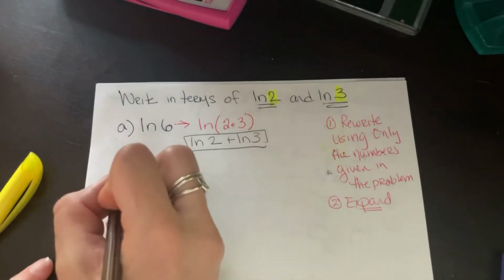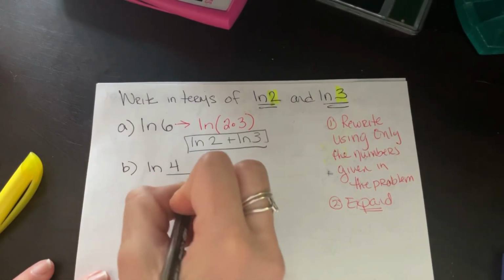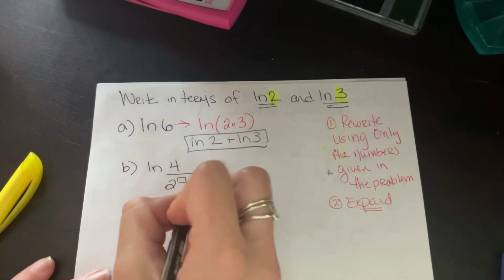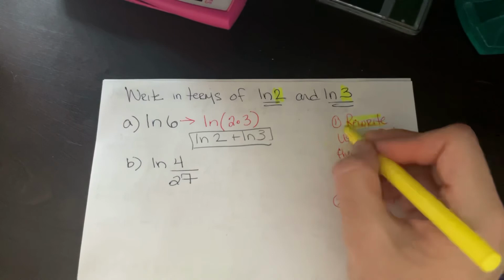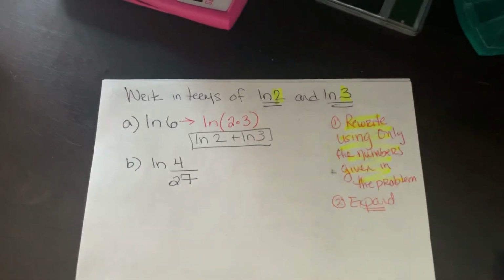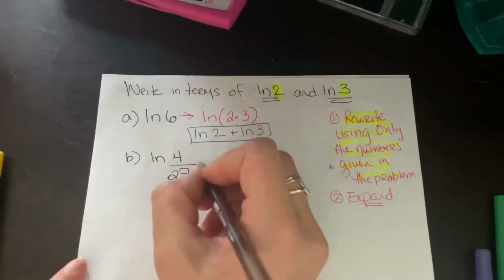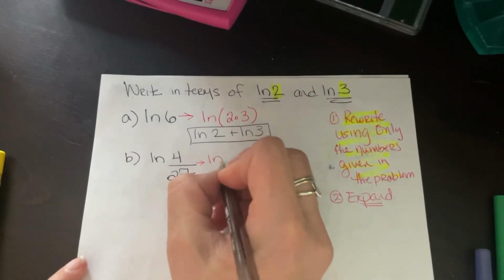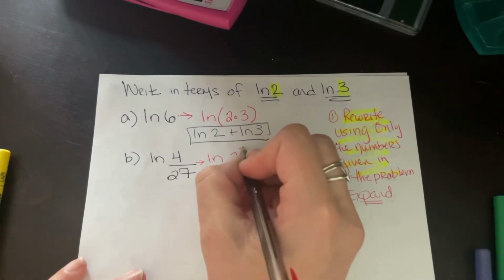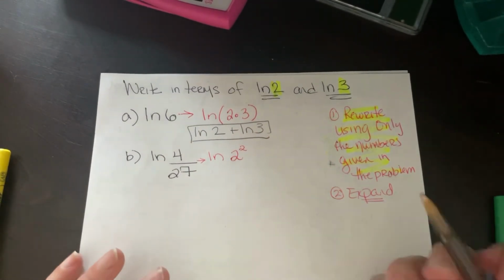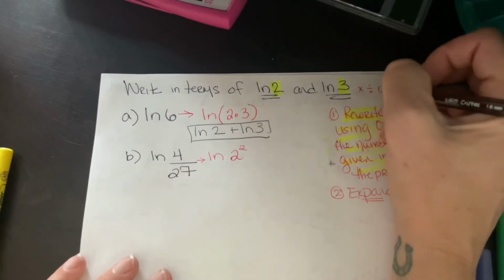Okay, one more of these before we go on to your last thing. So watch this one, ln of 4 over 27. First, you have to rewrite using it. So let's do one thing at a time. Well, how can I rewrite 4? You can write it as 2 times 2, or I can write it as 2 squared. Think of the properties that we have. We have multiplication, division, and exponents.